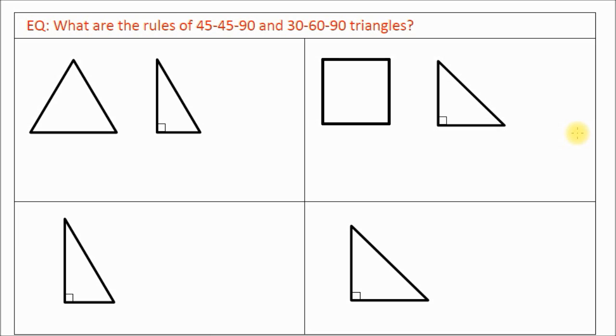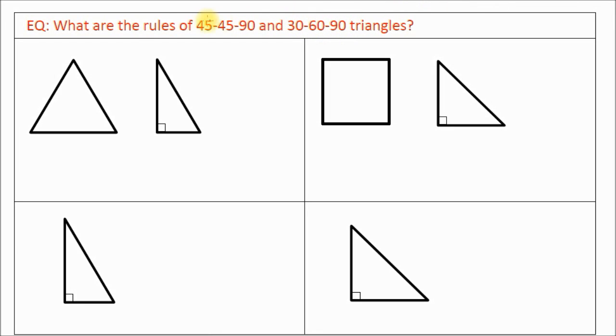This video will cover section number 4 in your Unit 8 Trigonometry flipbook. We will be covering just the right-hand column of this particular section. So let's take a look at the essential question first. It is, what are the rules of 45, 45, 90 and 30, 60, 90 triangles?